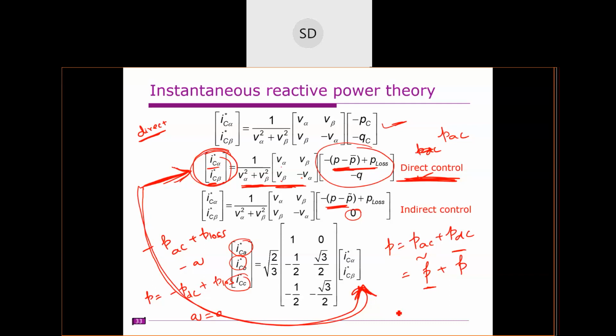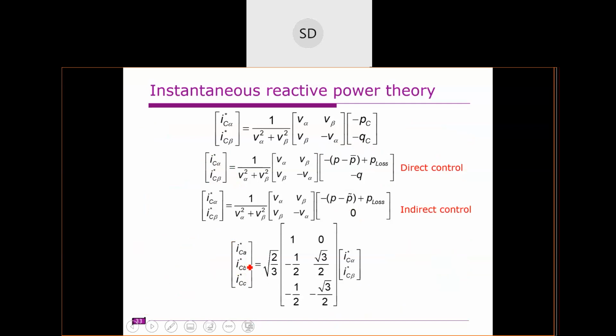So now the reference currents for the D-STATCOM are generated. These are the reference currents ICA, ICB, and ICC star. Once these reference currents are generated, what is the next step? It is error generation. By using any current control method, such as the triangle carrier current control method or the hysteresis current control method, we need to generate the firing signals.